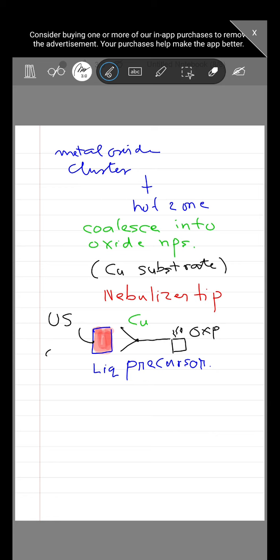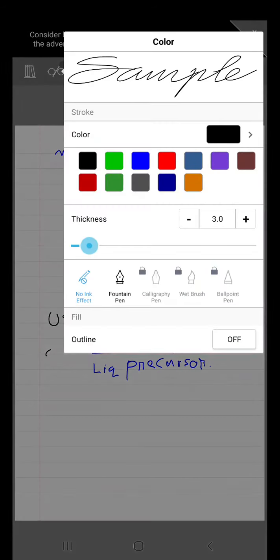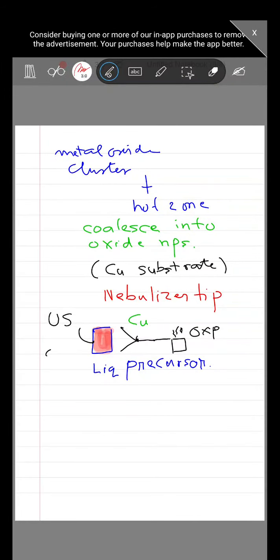The distance between this nebulizer and oxypropane flame is adjustable. So what it does is that it first atomizes and allows this liquid precursor to travel, then it gets flamed here, and then it gets condensed onto this copper substrate which is kept at the tip, and we get the required alumina powders. And these powders are then scraped from the copper tip and sent for analysis.